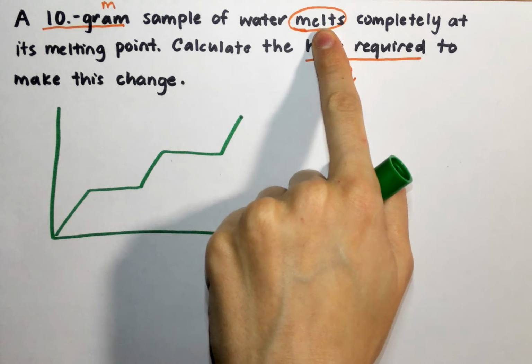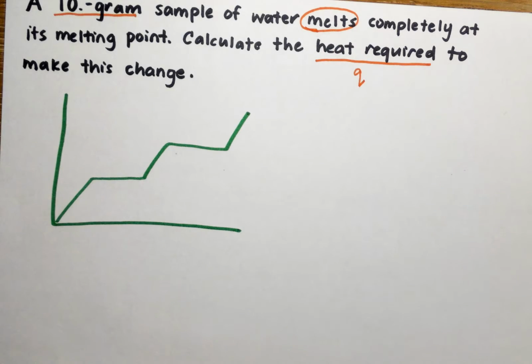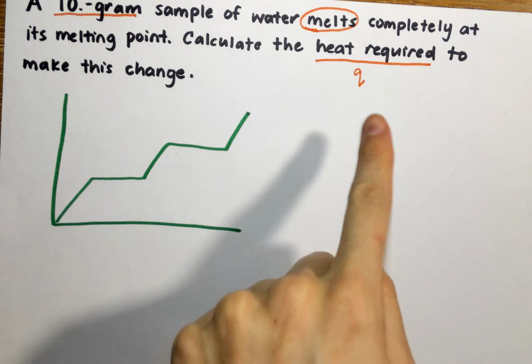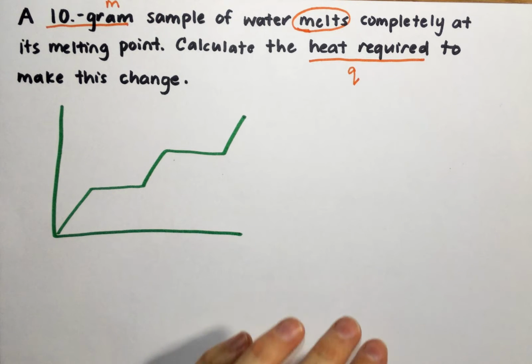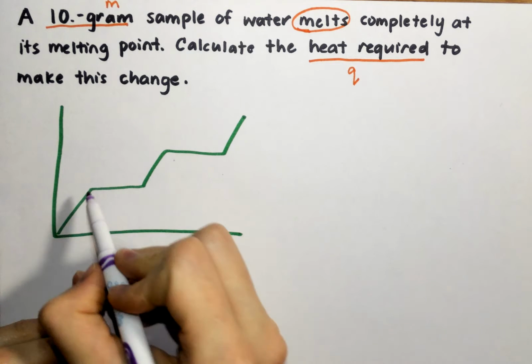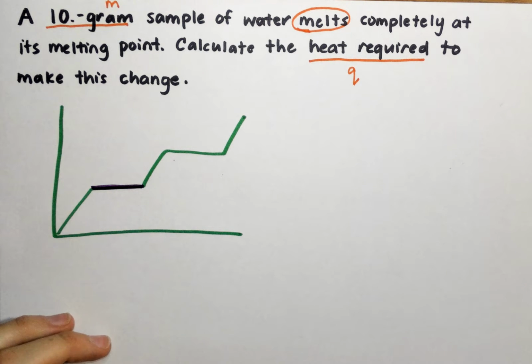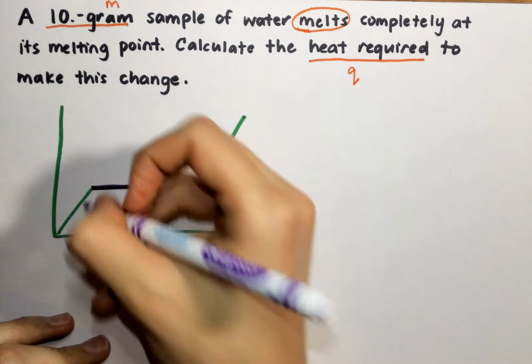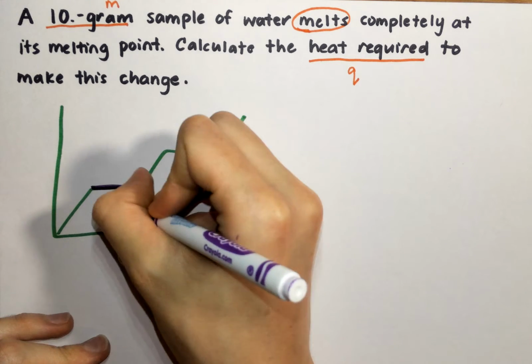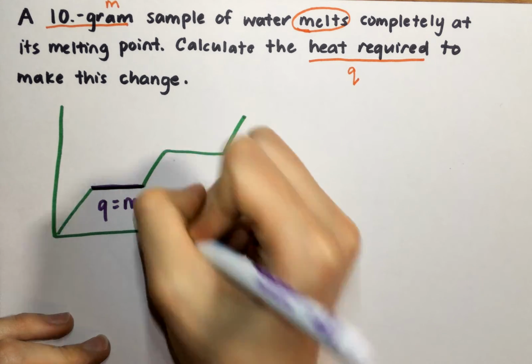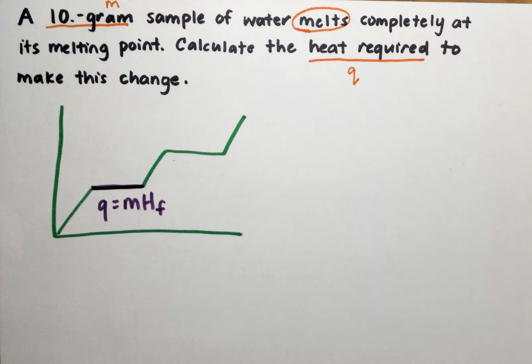This word is what's going to direct you with what to do in this problem. It gives you no change in temperature, but that's okay because we're melting. So that puts me right here on my heating curve. Temperature stays constant. That change between solid and liquid is a Q equals m Hf kind of change. So let's just plug and chug as we did before.